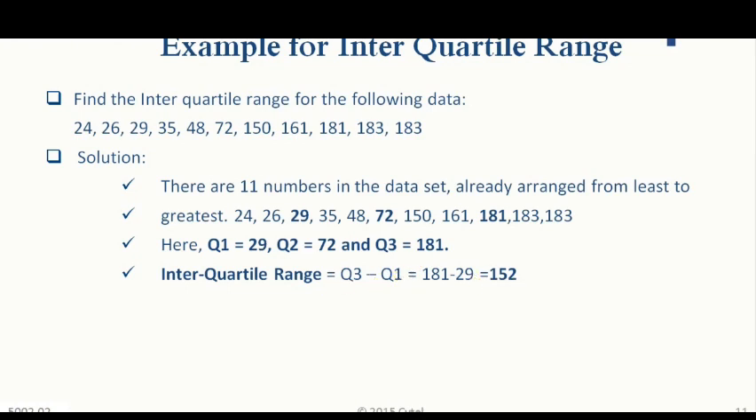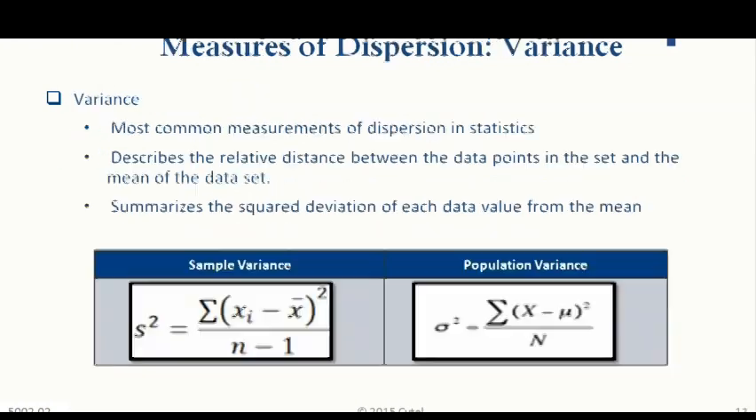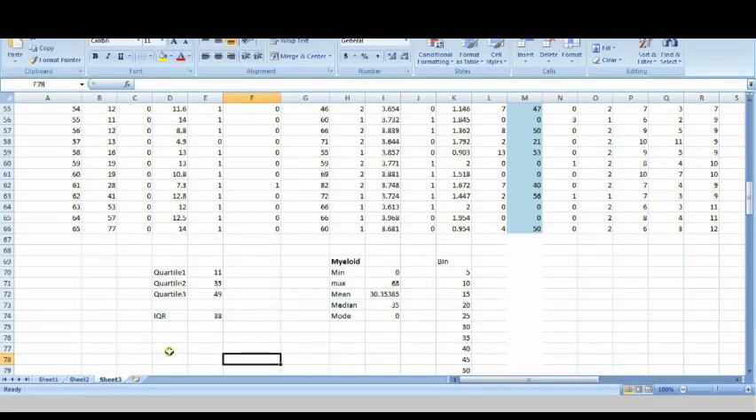Now here, what will be the range of this data? The range of the data is 183 minus 24, so it will be 169, right? So this range obviously will be greater than the interquartile range. Now, before going in for variance, I would like to show you what these quartiles are and what they mean for large data.